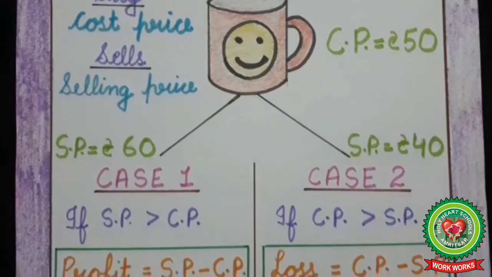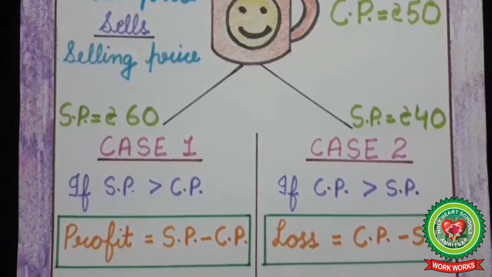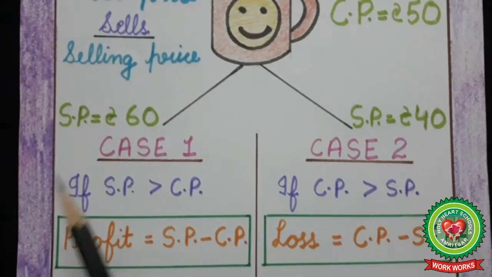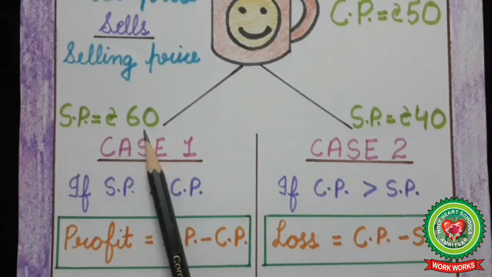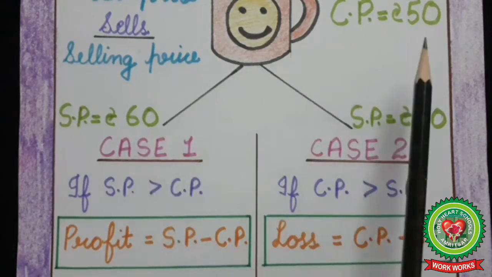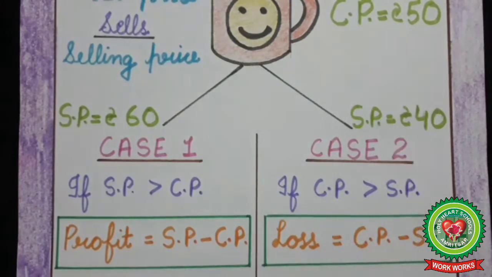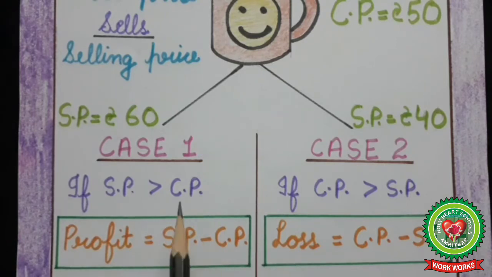Now it will give you the two formulas. If SP is greater than CP, it will be profit for the shopkeeper, as the price at which he is selling the mug is more than the price at which he buys the mug. So if SP is greater than CP, it will give you the profit. So profit is equal to SP minus CP. Always subtract smaller from the bigger.